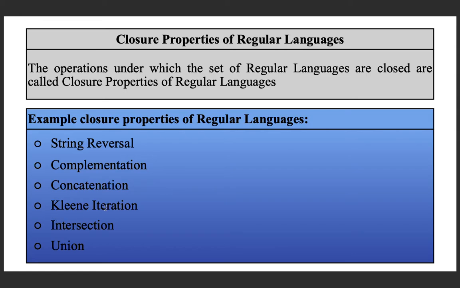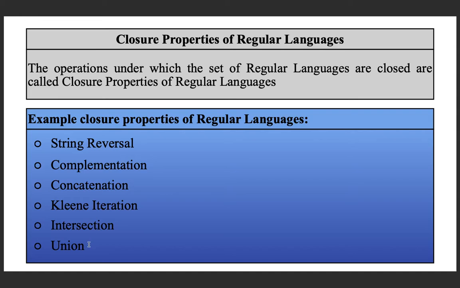Fourth one is Kleene iteration, meaning if L is a regular language, then the Kleene iteration of L, that is L star. Hope you remember the definition of L star, which is L raised to 0 union L raised to 1 union L raised to 2 union, etc. So Kleene iteration is again a regularity preserving operation, meaning if you perform that operation, the resultant language is again regular. Then intersection is also a closed operation, and finally union.